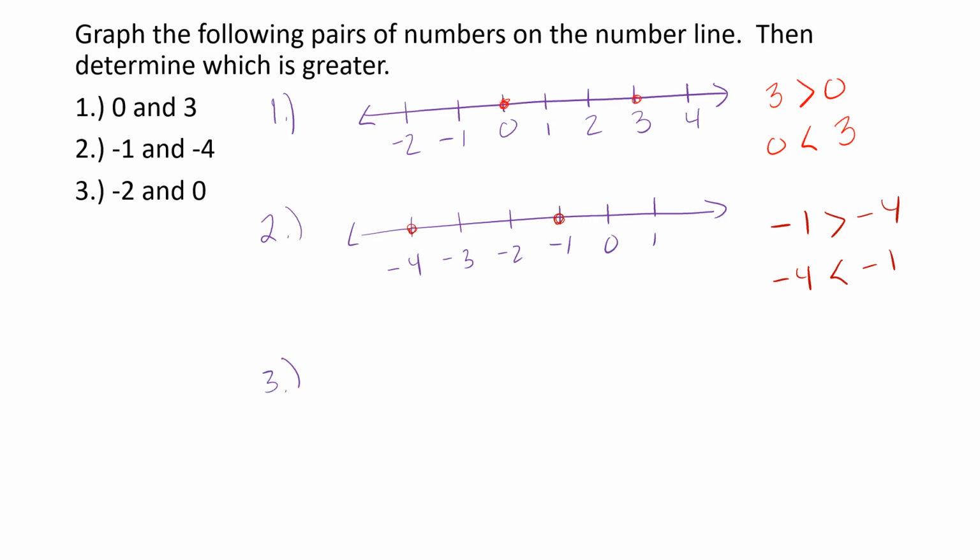And the last one, we have -2 and 0. So I'll go ahead and number my number line. Now, if your number lines don't look like this, like you started and stopped them at different spots, that's totally fine. There's nothing right or wrong about that at all. So we have -2 and 0. So we could say 0 is greater than -2, or -2 is less than 0. Either one of those statements would be fine. It's just whichever way you want to read the problem.